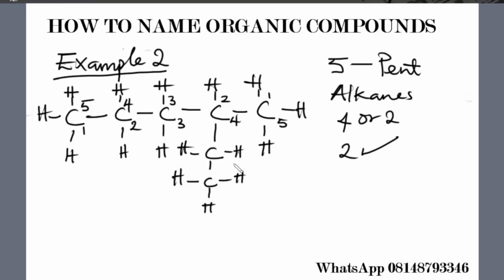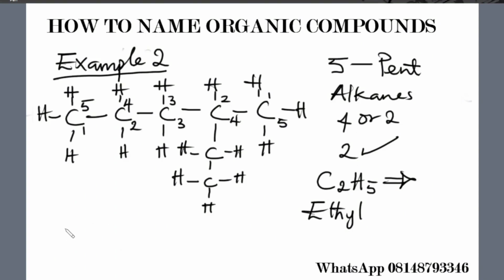Now, the sixth thing to be done is to identify the name of the substituent. Now, this is the substituent. The substituent contains 2 carbon atoms and 5 hydrogen atoms. 1, 2 for carbon, and then 1, 2, 3, 4, 5 for hydrogen. So what is the name of C2H5? The name of C2H5 in organic chemistry is ethyl. Now, so let's name the compound since we've gotten all we need.